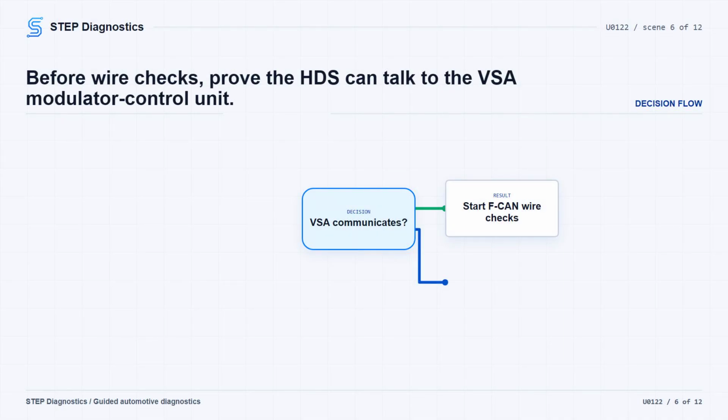With the fault duplicated, check whether the HDS can communicate with the VSA system. If the HDS communicates with the VSA Modulator-Control unit, move into the FCAN wire checks. If the HDS cannot communicate with the VSA Modulator-Control unit, do not keep going down this U0122 wire check path yet. Move to the symptom path for the ABS, brake system, and VSA indicators staying on.